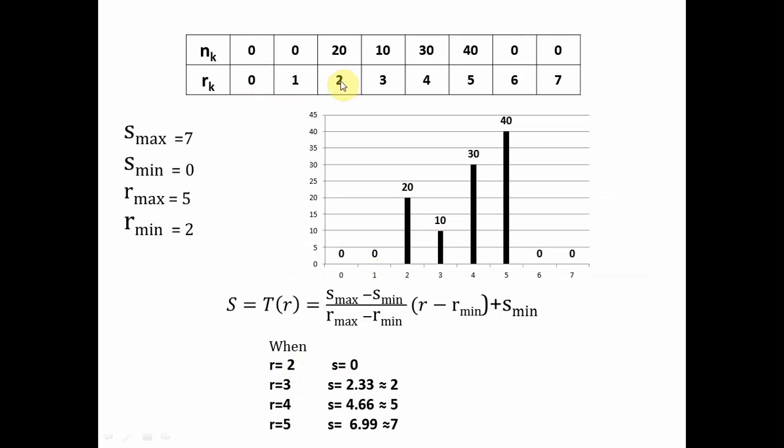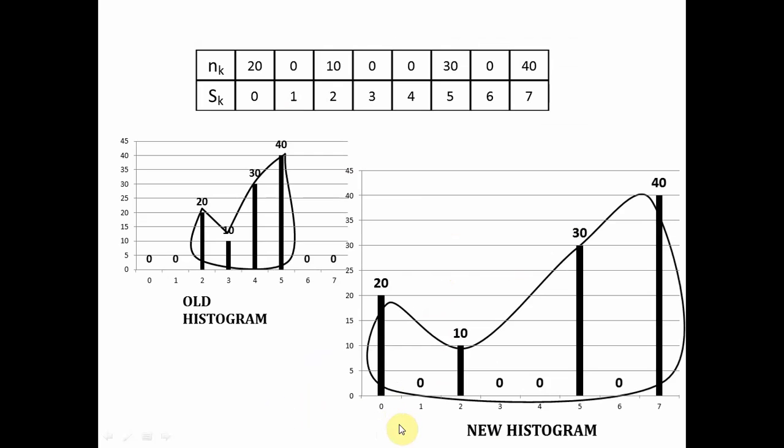So where it was here, now I am starting from the new gray level value, that is 0, which repeats 20 times, because the value for 2 here is 20, so this count of 2 goes to 0. The count of 3 here is 10, so this goes to 2. The count of 4 here is 30, it will be considered for level 5, and for 5, the 40 pixels are repeating, so it will be considered for 7. So I will redraw the graph like this.